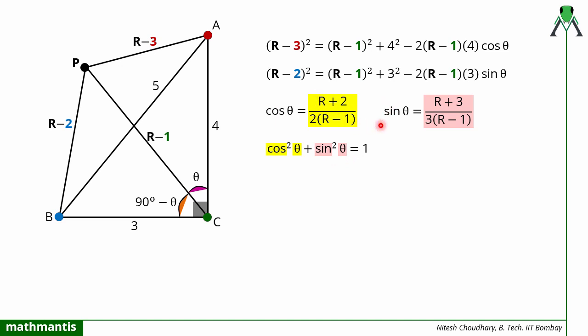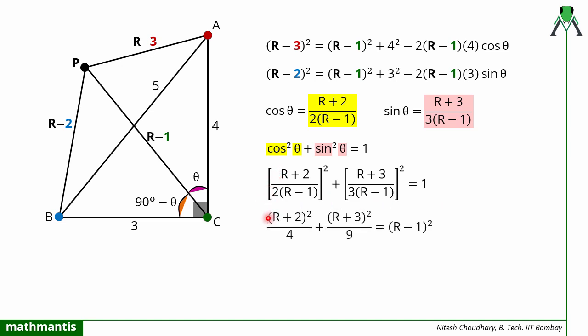We can make an equation in r. So this will become (r plus 2 upon 2(r minus 1)) square plus (r plus 3 upon 3(r minus 1)) square equal to 1. Now we simply have to solve this equation and find the value of r. Numerator, it will become r plus 2 square upon 4, r plus 3 square upon 9. Denominator, you will see r minus 1 square here and here, so we will take that common and multiply to the right side.